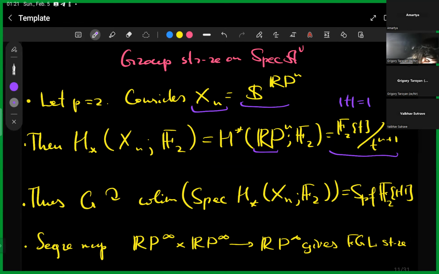Now we have an action of this group scheme on the colimit of spectra of these rings of truncated polynomials, which is precisely the, well, you can take it as a definition of the formal spectrum of the ring of power series in one variable over F_2.